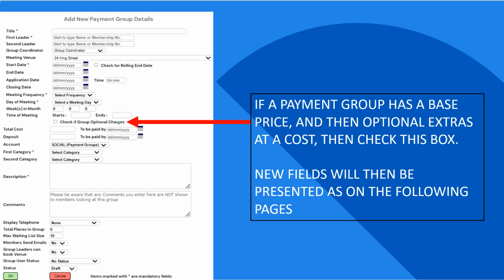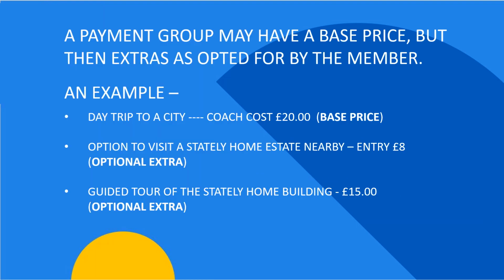If your trip is the second option, a base price plus extras, then check the field, Group Optional Charges. If this is selected, then a new set of fields are presented, as in the following section. To explain the base price plus extras.